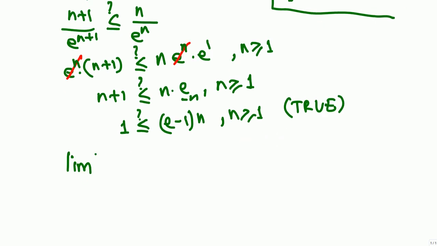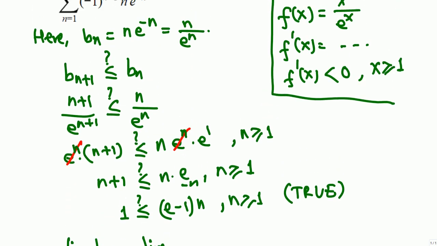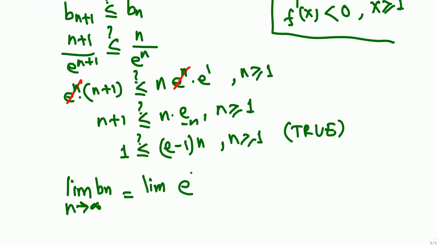Next, we need to show the limit of b_n as n goes to infinity is 0. The limit of n over e^n as n goes to infinity. Okay, let's find this limit. You can clearly see this is 0 because e^n grows much faster than n. This is an identity function, and e^n is an exponential function. When n is very big, this one grows much faster than this. The bottom becomes very big, so this will be 0.